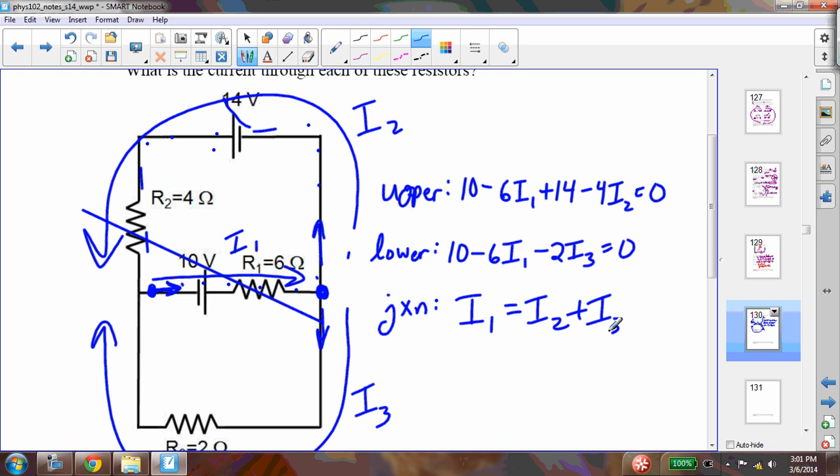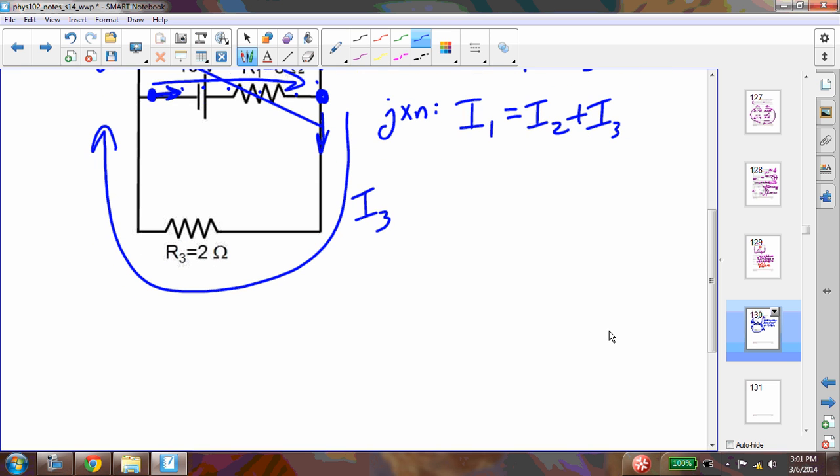All right, so now I have a set of 3 equations, and I'm going to solve equation 1 for I2, and then I'll solve equation 2 for I3, and then I'll plug those into the junction rule equation. So let's solve equation 1 for I2. So that's that first equation.